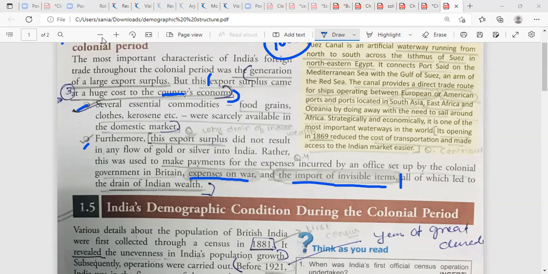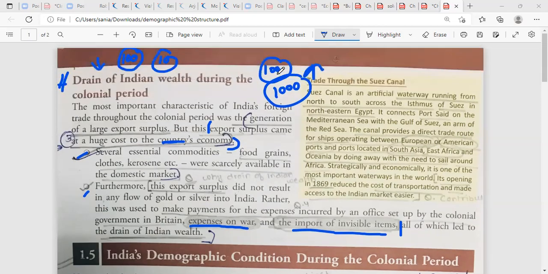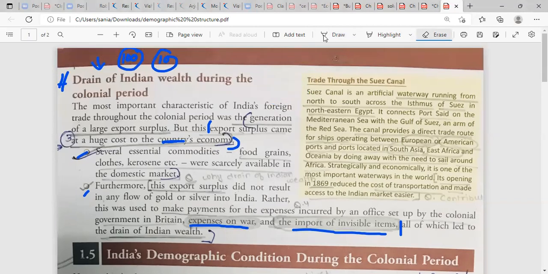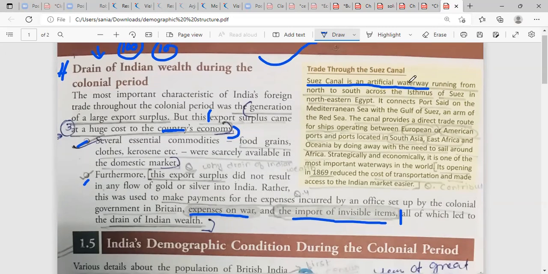Yes. Done. Now we are going to write a few points about the Suez Canal. What is the Suez Canal and trade through it? The Suez Canal is an artificial waterway running from north to south across the Isthmus of Suez. You don't have to write all this; this is basically what the Suez Canal is. It is an artificial waterway. Why is it artificial? Because some routes are natural, but this is human made. That's why it is known as artificial.